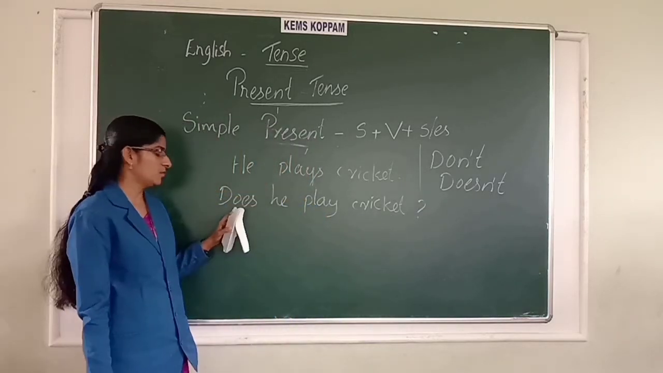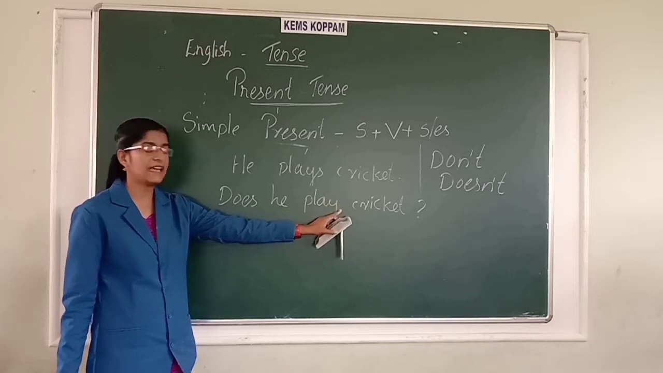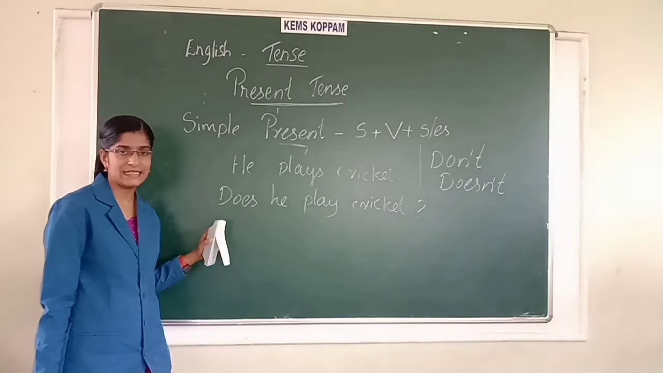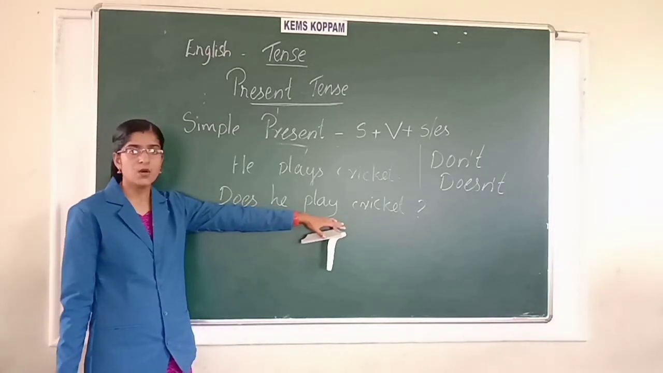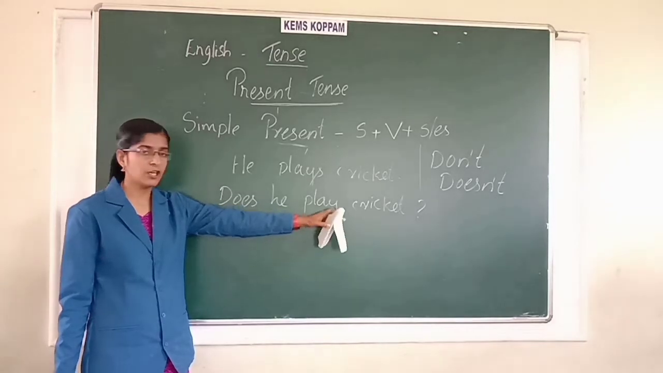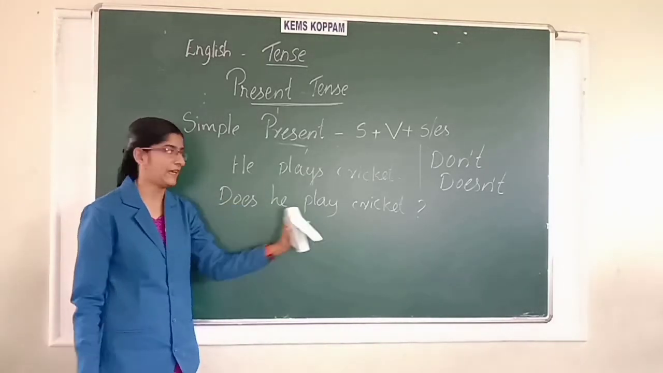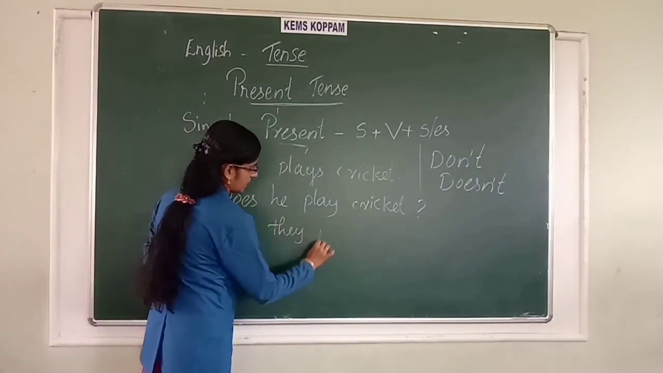So when you write does here, do not add s again with the verb. If you are using do and does in a sentence, just write only the base form of the verb. Okay, do not add s or es with the verb. Does he play cricket? Okay. Do they play cricket?